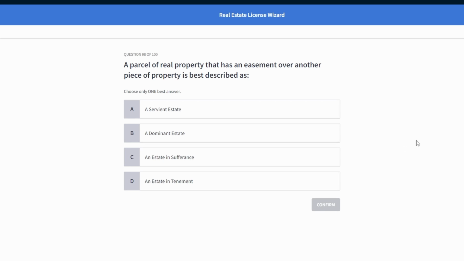All right, 98. A parcel of real property that has an easement over another piece of property is best described as A, servient estate, B, dominant estate, C, an estate in sufferance, or D, an estate in tenement. So take some time, think about that one.